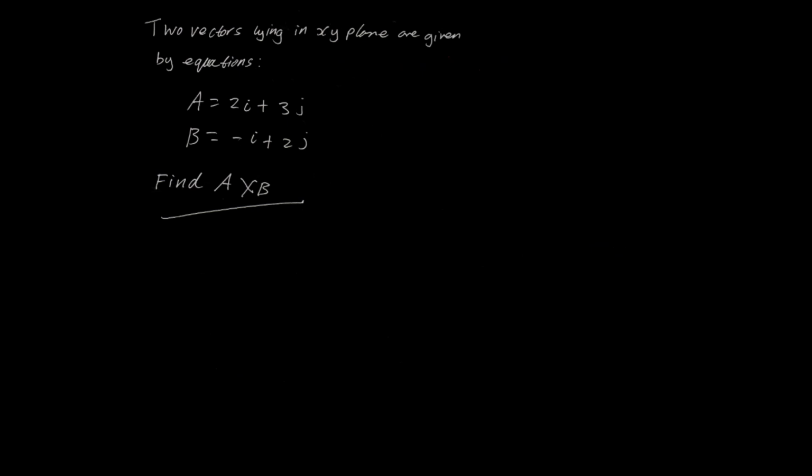Now, something to note when looking at problems involving the cross product is what the setup variables are. So here, two vectors lying in the xy plane are given by equations. A is 2i plus 3j, b is negative i plus 2j. And we're just going to simply find a cross b. So there's our situation.